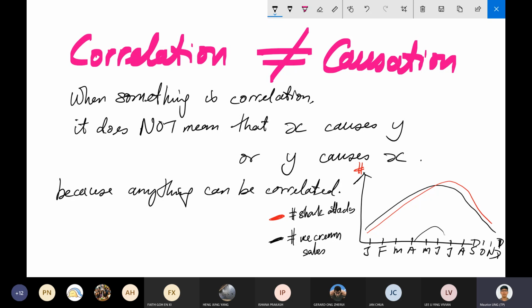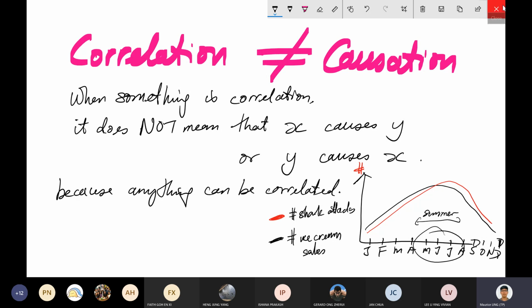Look at the months. When is the time when you have the most ice cream sales? It actually correlates with the summer months. And summer is also the time, for Western countries or the Northern Hemisphere, when people go to the beach as well. So you are in the same place where you eat ice cream and where shark attacks happen. Hardly any people go to the beach in December when it's so cold. So that's why correlation doesn't equal causation.